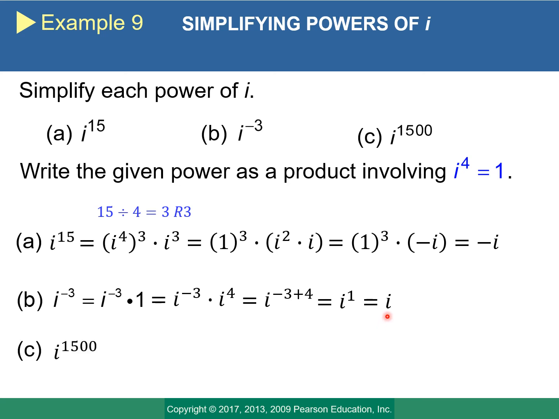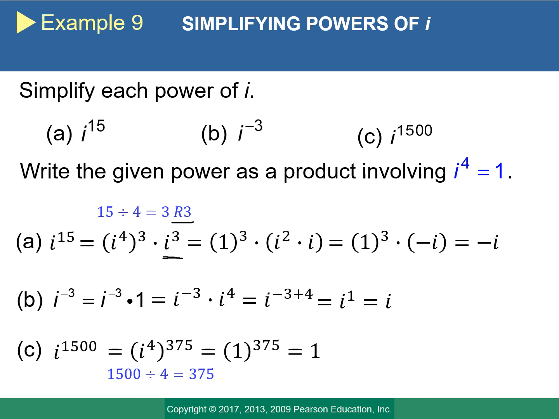And our last one, part C, i to the 1,500th power. This is where we're going to go back and divide by 4 again. How many times does 4 go into 1,500 evenly? It's actually even. It goes in nice 375 times. So there's no remainder. Last time there was a remainder, back here we had a remainder 3, and that was this i to the 3rd part that we multiplied by. This time, because there's no remainder, we just break this apart as i to the 4th to the 375th power, because 4 times 375 is 1,500.